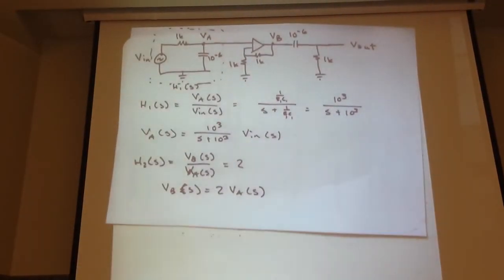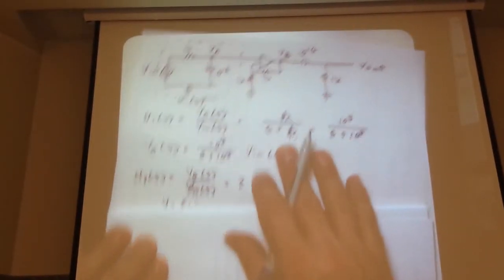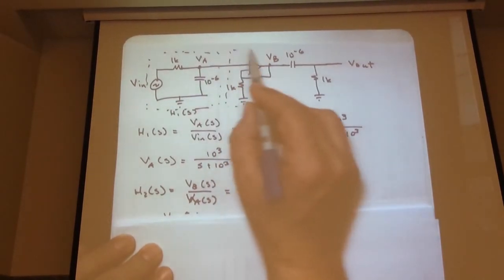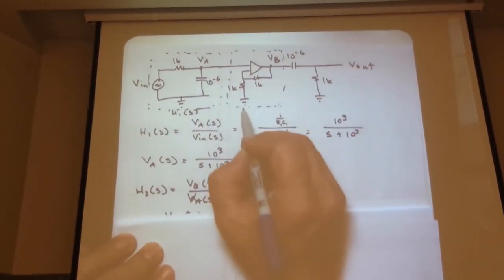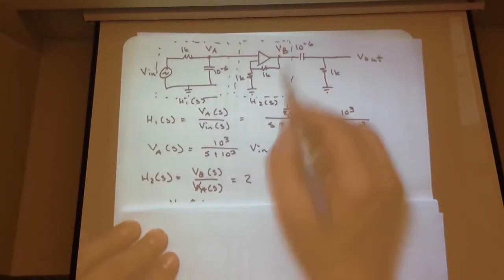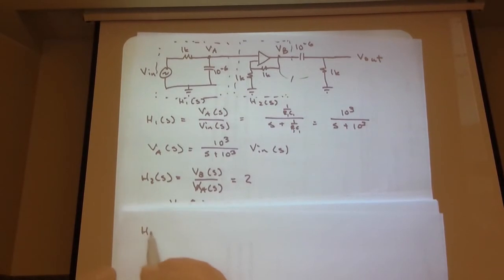Well, what about that last circuit? So this we're calling H2(s). And what about this guy? So V out relative to VB. Call that H3(s).